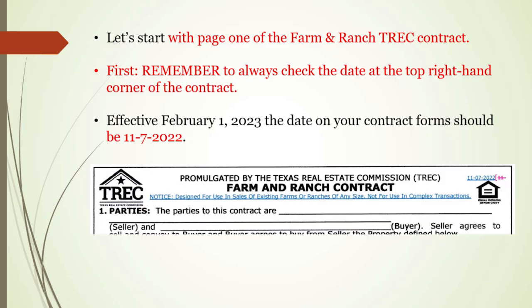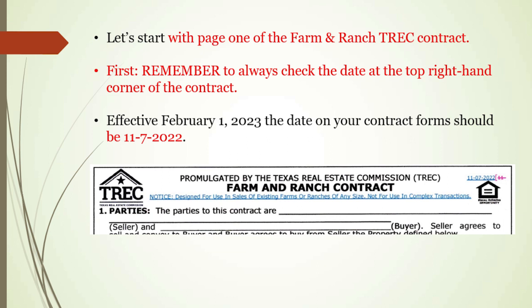The date needs to be 11/7 of 2022. That's the date that TREC made all the changes, and that's the effective date of the contracts. So starting February the 1st, that's going to be your 1 to 4, that's going to be your addendums, that's going to be your contracts.